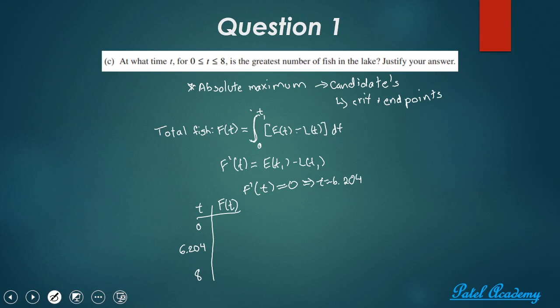And so at time t equals 0, well, this is kind of intuitive that the number of fish is 0 because you're taking the integral from 0 to 0. So the total area underneath this curve would be 0. At time t equals 6.204, my fish value is 135.01. And then at time t equals 8, I'm getting 80.91.